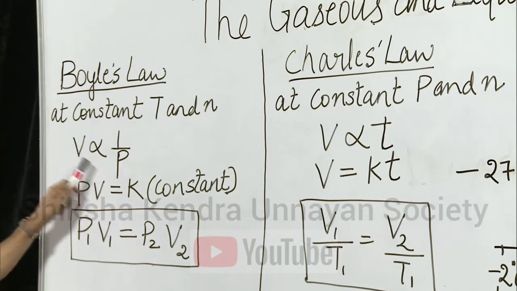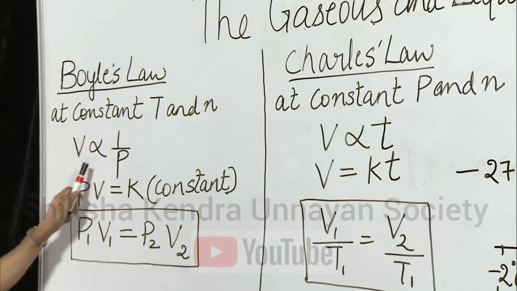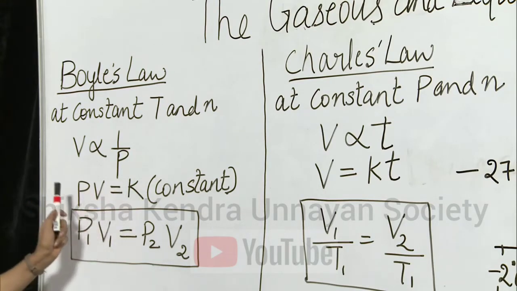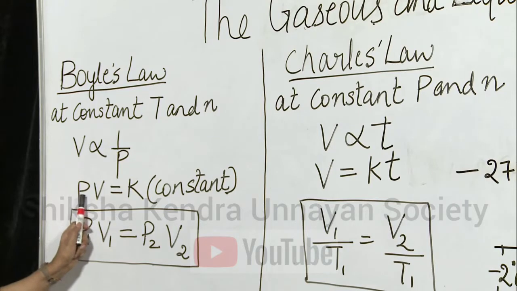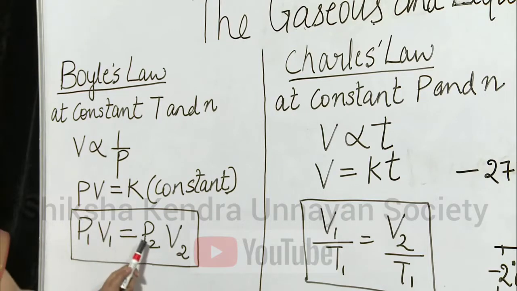Now, if you cross multiply, we will get PV is equal to, now we are replacing the proportionality sign with the equal sign and we are putting a constant. So, we can say the product of pressure and volume is constant. We can say that P1 V1 is equal to P2 V2.